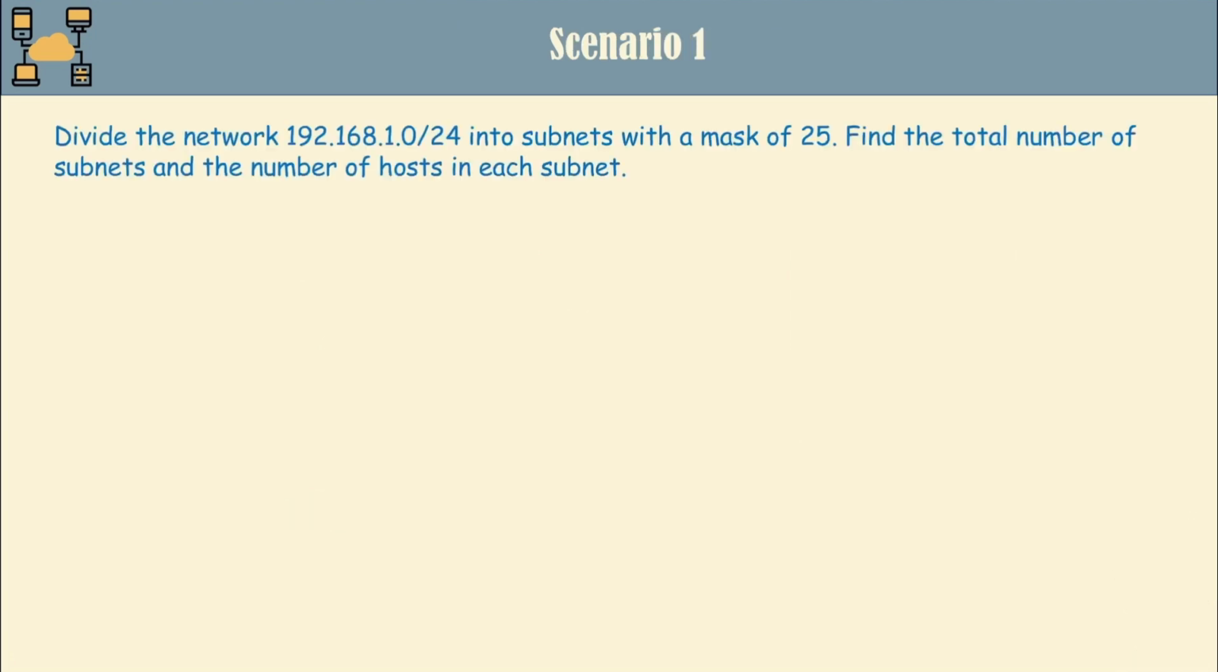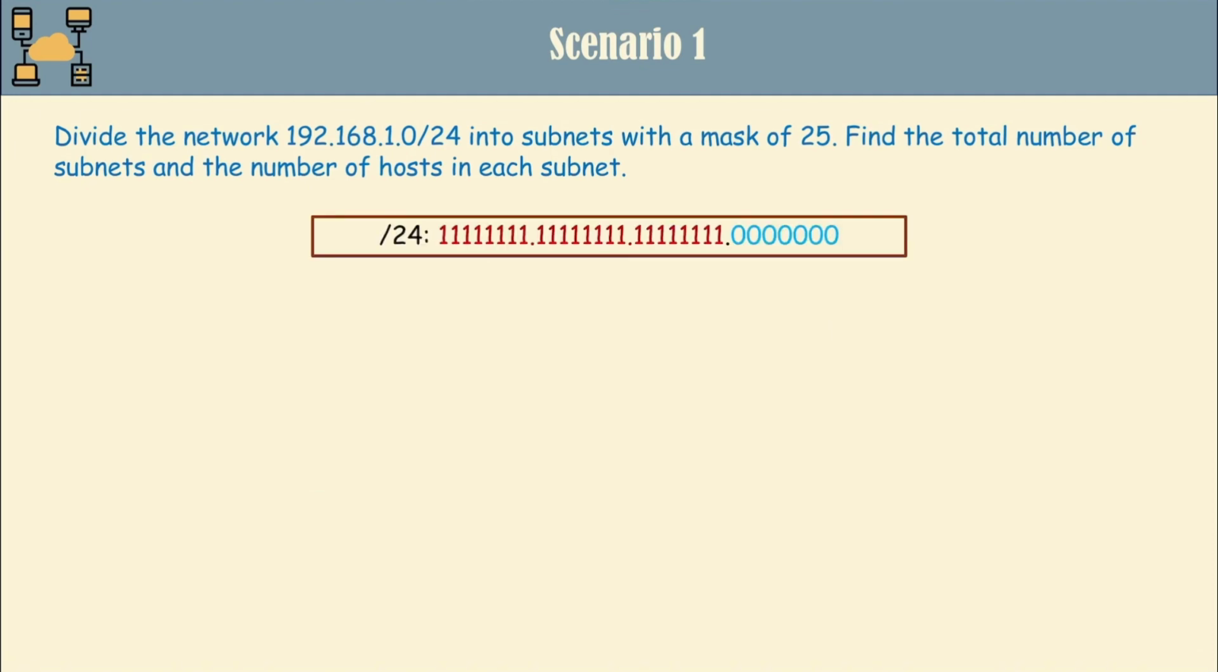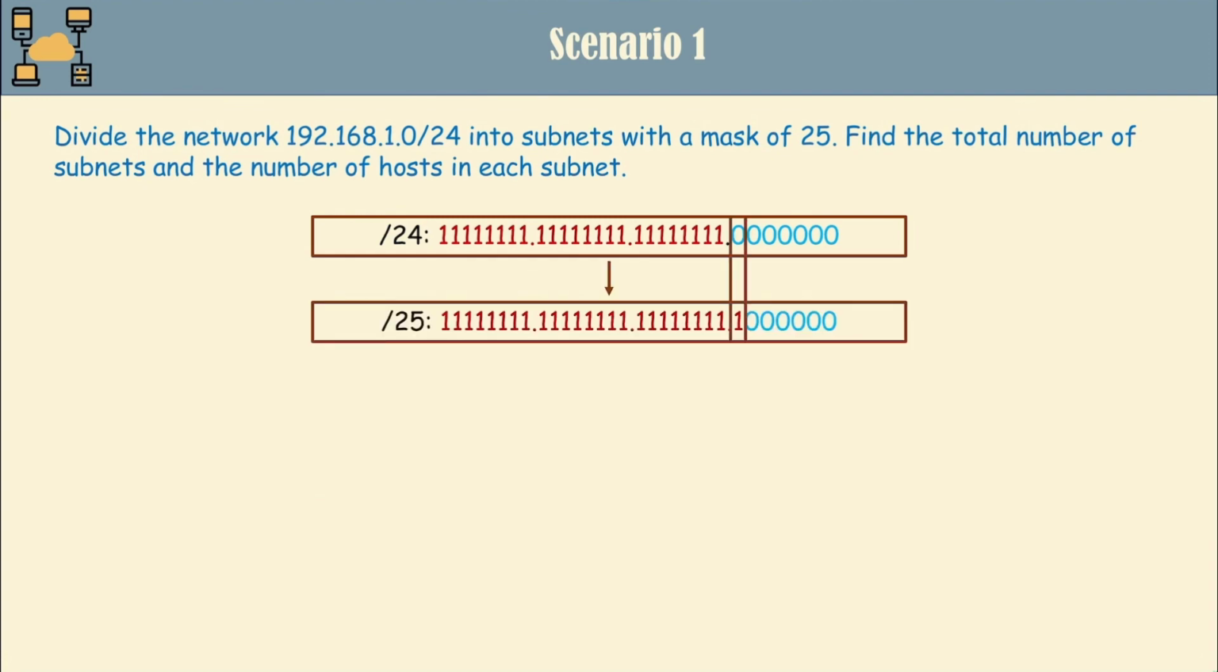Scenario 1. Divide the network 192.168.1.0/24 into subnets with a mask of /25. Find the total number of subnets and the number of hosts in each subnet. To divide the network 192.168.1.0/24 into subnets with a mask of /25, we need to borrow 1 bit from the host portion of the IP address to create subnets.